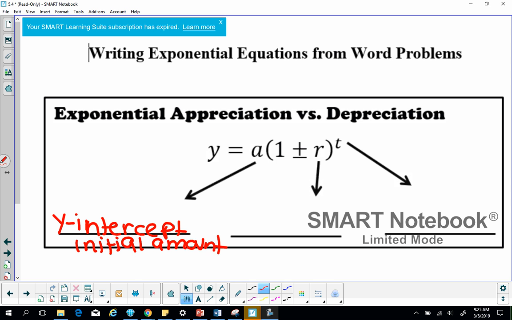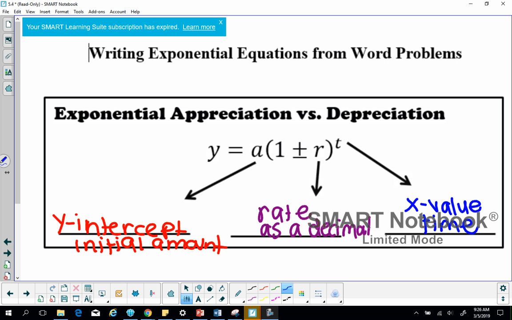So make sure you're writing this in your notes. What is your R? Your rate. So R is your rate as a decimal. And T is usually your X value. It has to do with time. So fill that in on the top right there. That shouldn't be anything new.